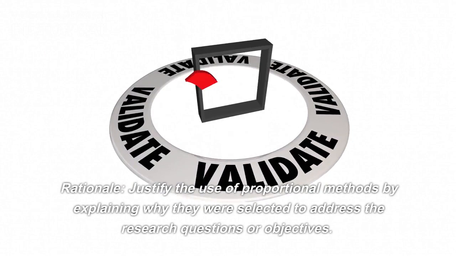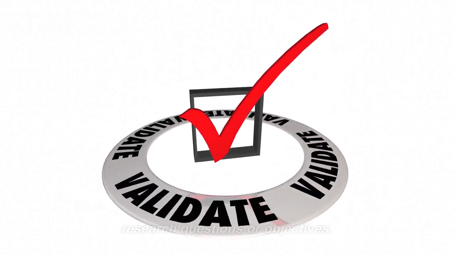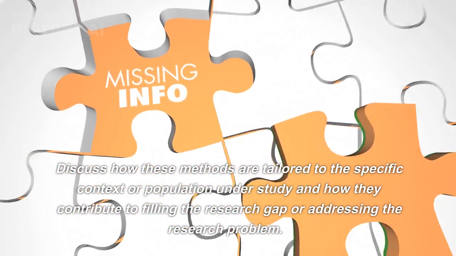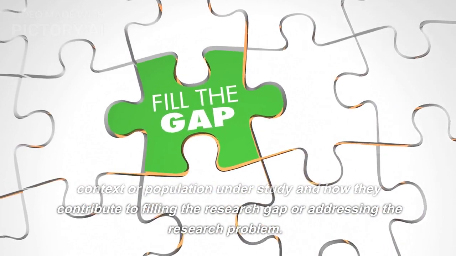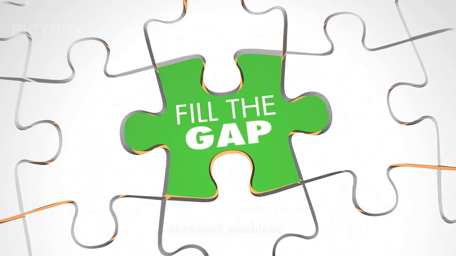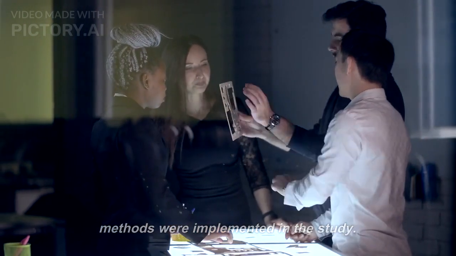Justify the use of proportional methods by explaining why they were selected to address the research questions or objectives. Discuss how these methods are tailored to the specific context or population under study and how they contribute to filling the research gap or addressing the research problem. Implementation. Describe how the proportional methods were implemented in the study.